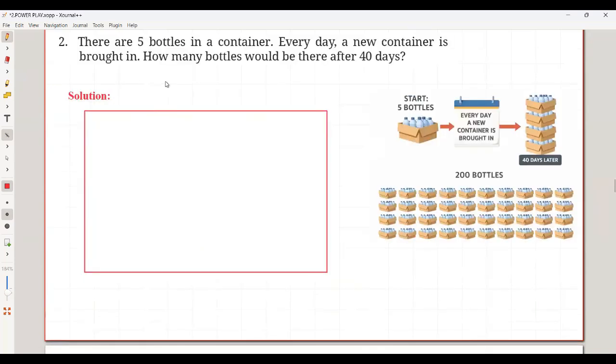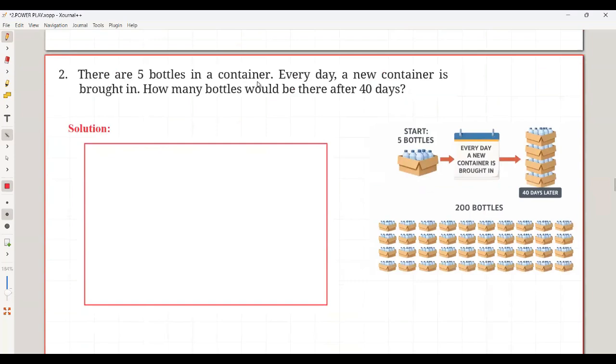Second question, there are 5 bottles in a container. So every day a new container is bought in. How many bottles would be there after 40 days? After 40 days, in a container 5 bottles, every day one container is added. 40 days means we'll be having total 40 containers. Each container will be having 5 bottles. So total we can just find out.